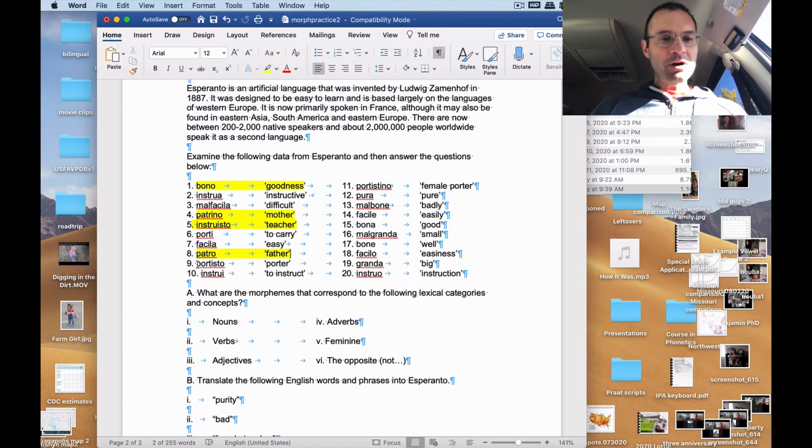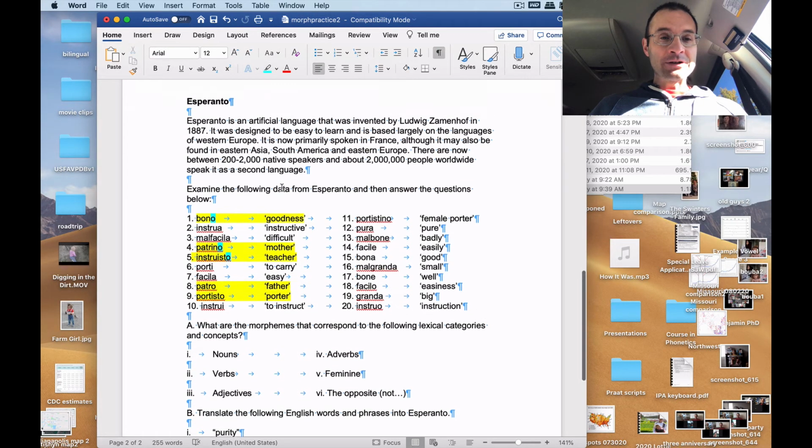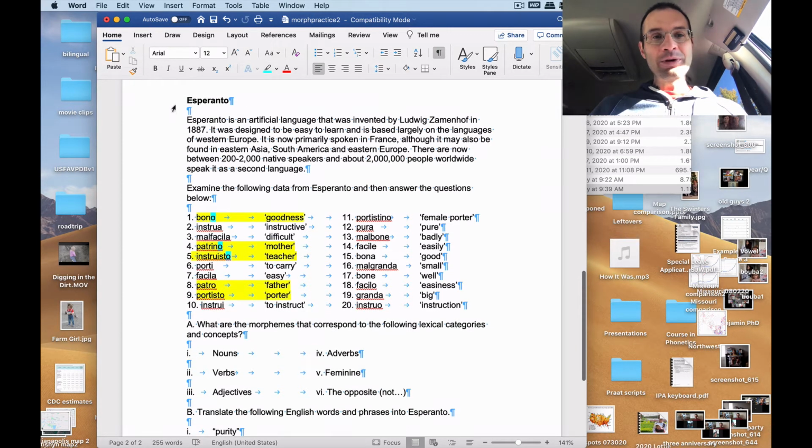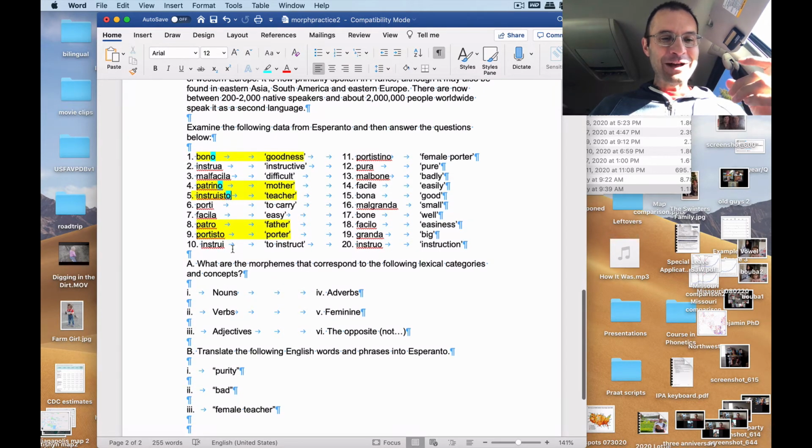If you keep going through all of these and find all of the nouns, you may notice a pattern such that every single one of them ends in O, no matter what. And in fact, the word Esperanto itself ends in an O. Esperanto means hope in the language Esperanto, so that is a noun as well. Every single noun is going to end in O, like that. We can do the same thing for verbs.